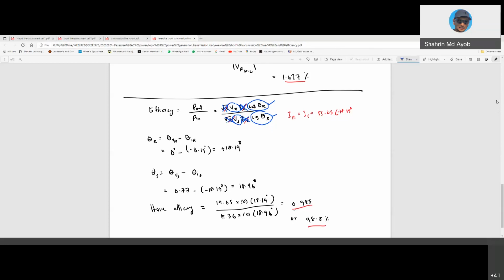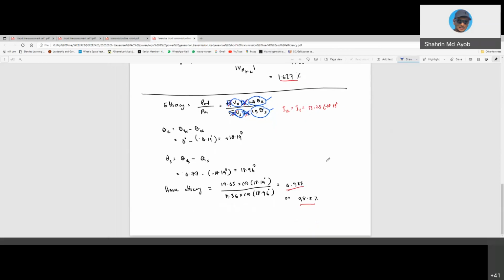If there are no questions, I think this example is enough for you to prepare for the second test. Your second test is not very difficult. For the transmission line, it's very straightforward. If you can understand these two examples, the first one, the self-assessment, and then this one, I think you will have no problem answering the questions, because it is straightforward.